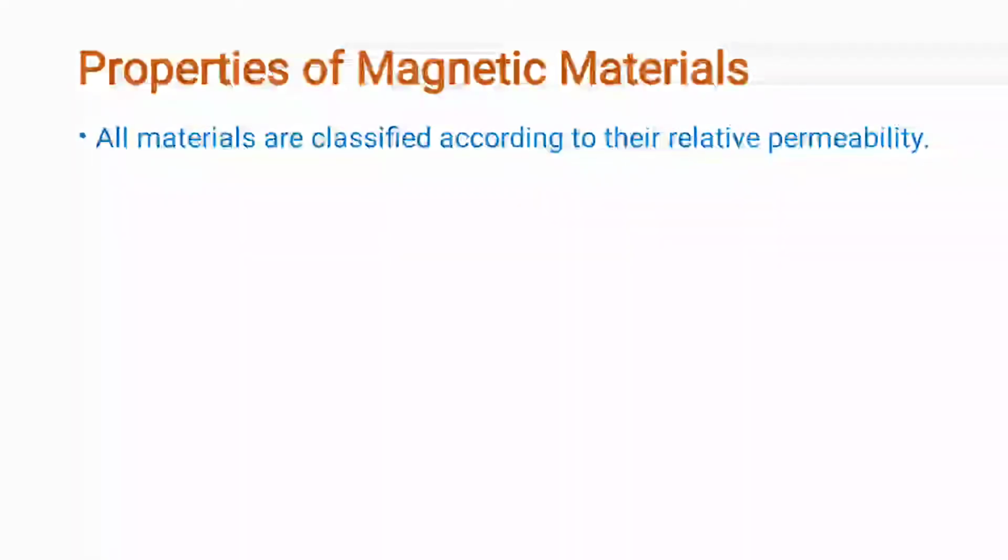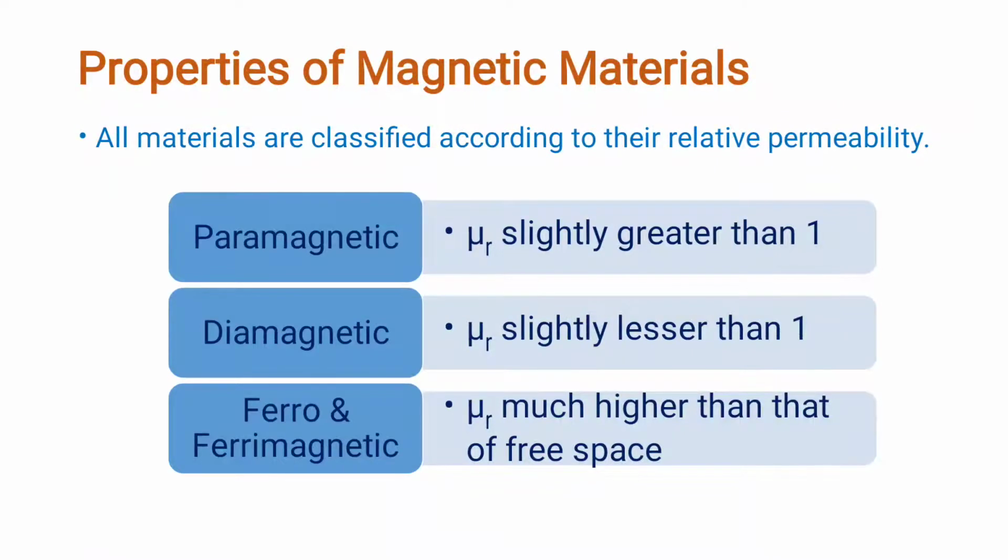Next, we'll see some properties of magnetic materials. All materials are classified according to their relative permeability. Okay, we know what is permeability. So they have been classified into 4: paramagnetic material, diamagnetic material, ferromagnetic material, and ferrimagnetic material. So the materials are classified according to the relative permeability.